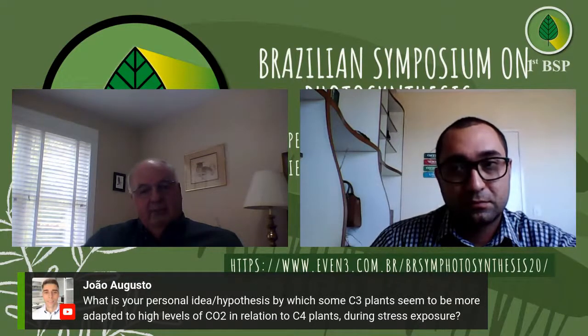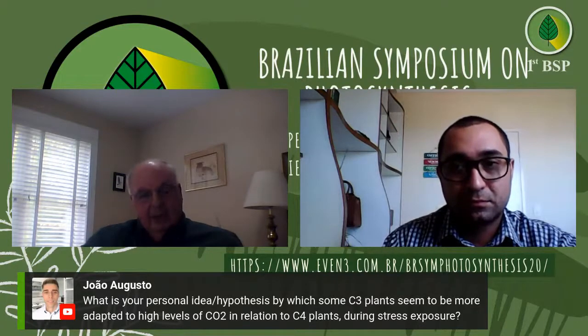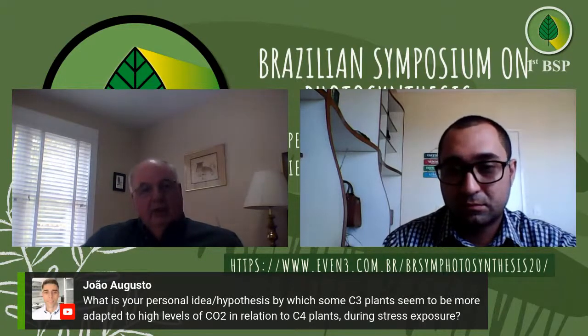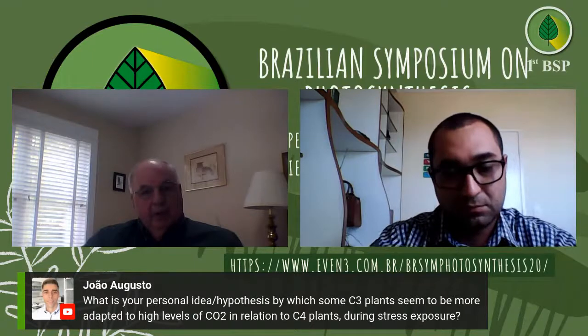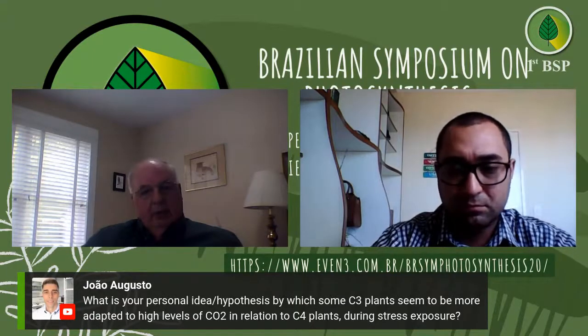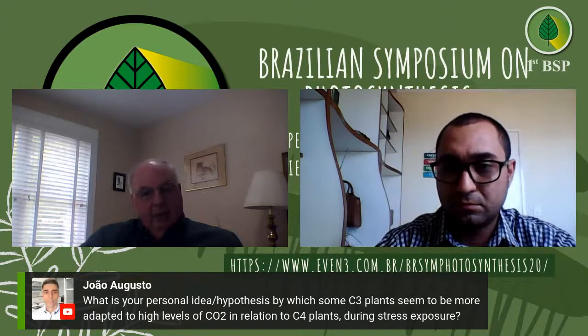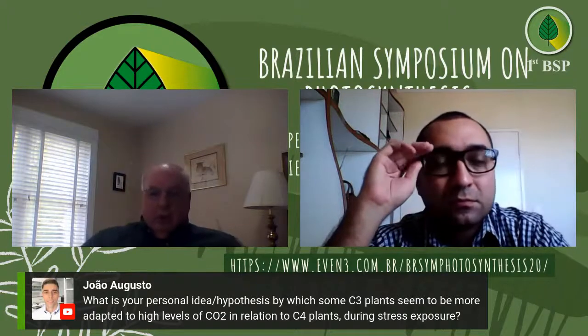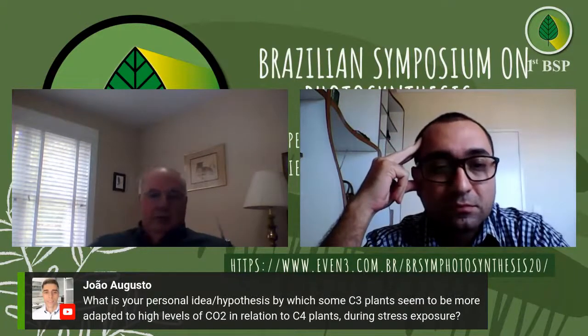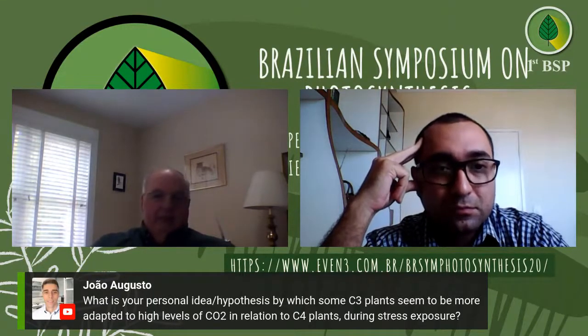In some ways, C3 plants started out evolutionarily in a very high CO2 world. And it's possible that still has some lingering effects on how they respond to it. Whereas C4 photosynthesis evolved when CO2 concentrations were quite low, and that was what spurred their evolution. Whereas C3s, evolutionarily, 1,000 parts per million is fine for them. So in that sense, maybe that has something to do with how they respond to what we're seeing now.